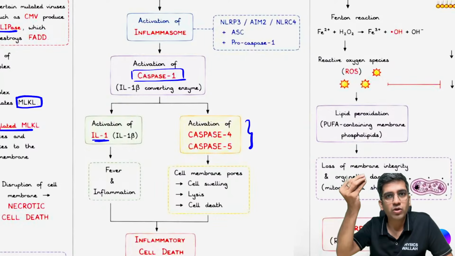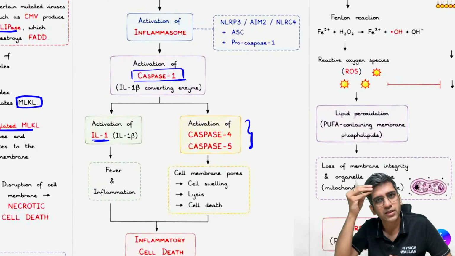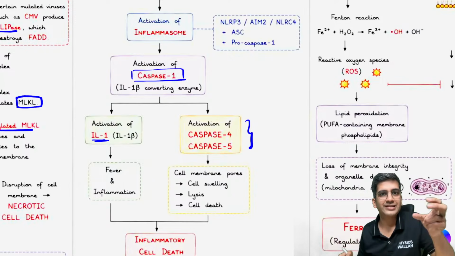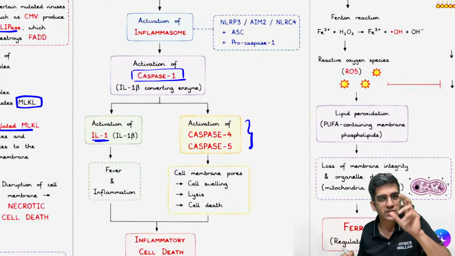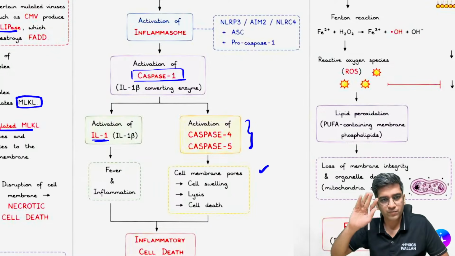When interleukin 1 is more, it's an acute phase reactant, right? It will cause fever and inflammation. Caspase will cause death of the cell. It's an intracellular organism. The best way to kill them is to kill the cell. They cannot survive outside, so the organism dies, right? So it causes apoptosis, classical apoptosis.